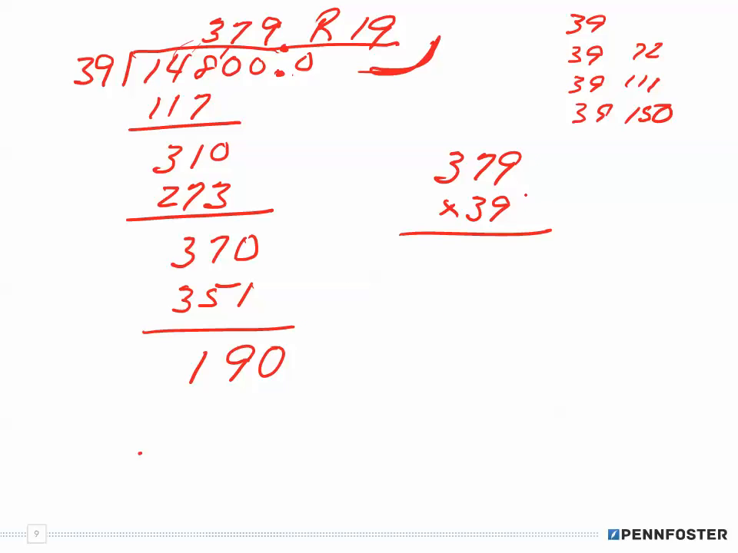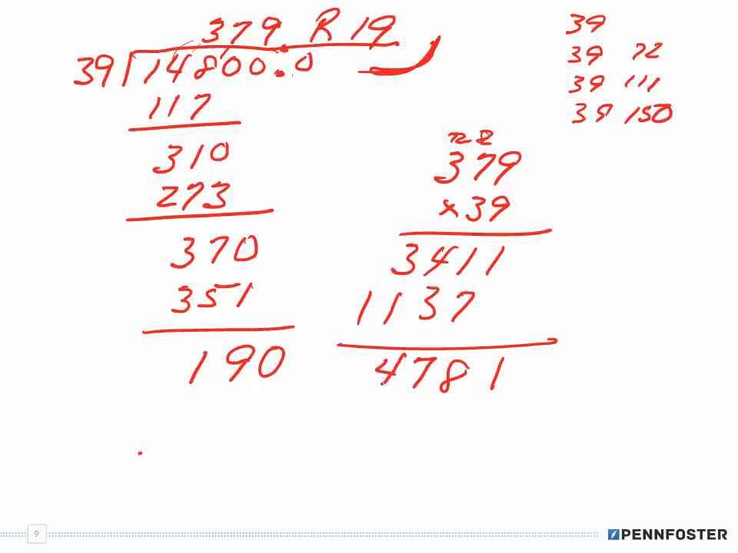14,800. Okay, so 9 times 9 is 81, carry my 8. 9 times 7 is 63, 7 plus 8 is 71. 9 times 3 is 27, and 7 is 34. Okay, 3 times 9 is 27. Carry my 2. 3 times 7 is 21, 22, 23. 3 times 3 is 9, and 2 is 11. That's 1, 8, 7, 4, 1.